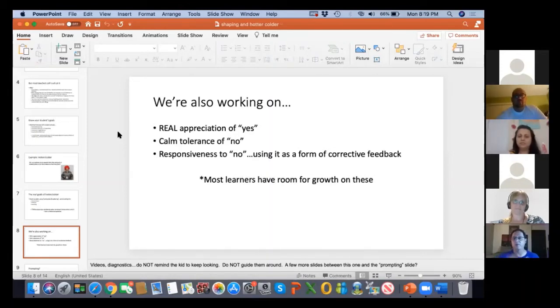We want them to calmly tolerate no. With a lot of kids, I kind of fix their aversion to no almost just through teaching this game. And then we want them just to see that no is just corrective feedback. And almost all of our learners have some kind of room for growth on some of those things.